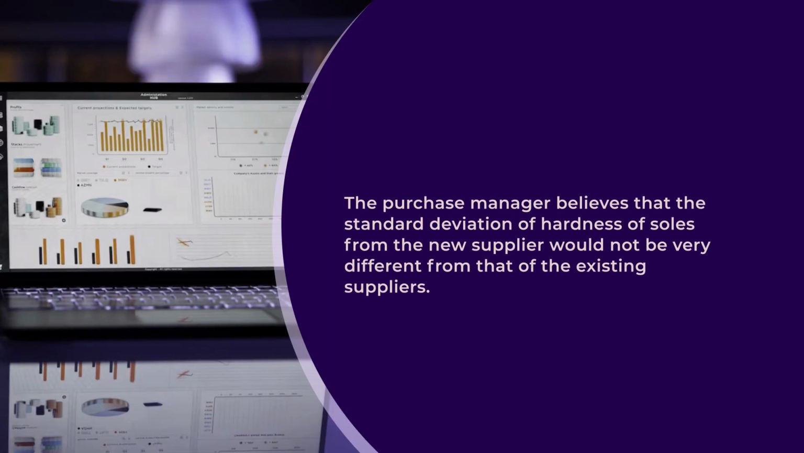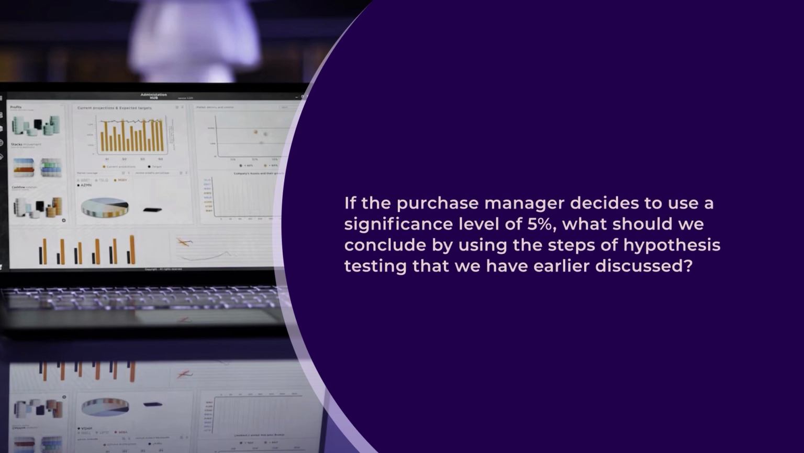To test the claim of the new supplier, he collected a sample of 100 soles from the new supplier and found that the sample mean is 20.5. The purchase manager believes that the standard deviation of hardness of soles from the new supplier would not be very different from that of the existing supplier. If the purchase manager decides to use a significance level of 5%, what should be concluded by using the steps of hypothesis testing that we have earlier discussed.